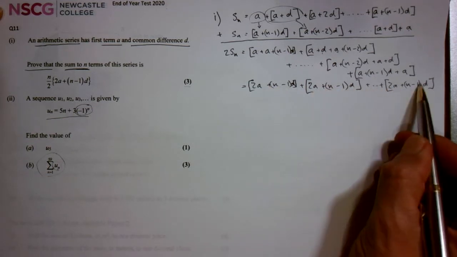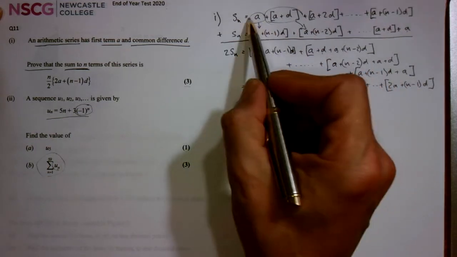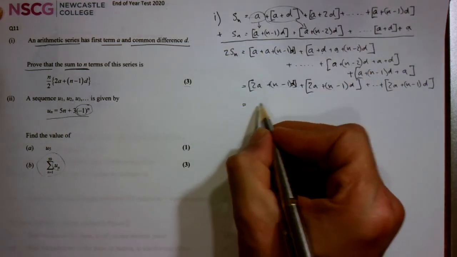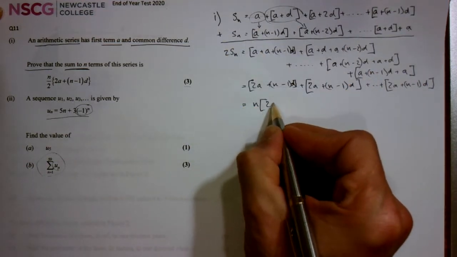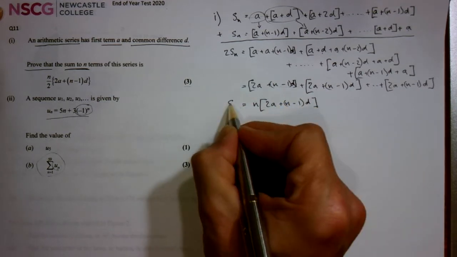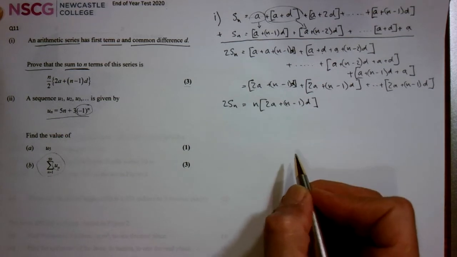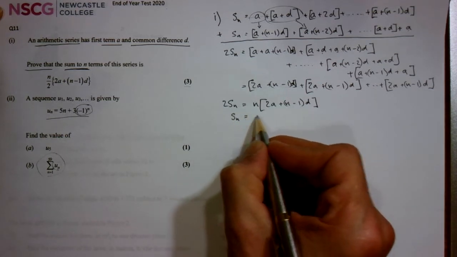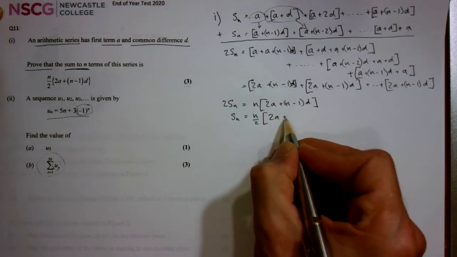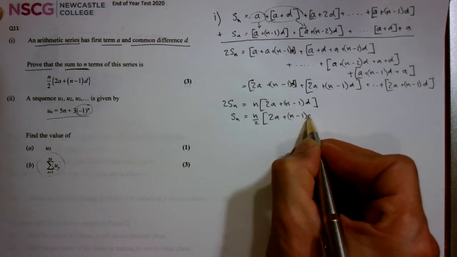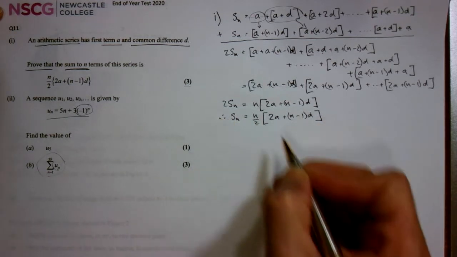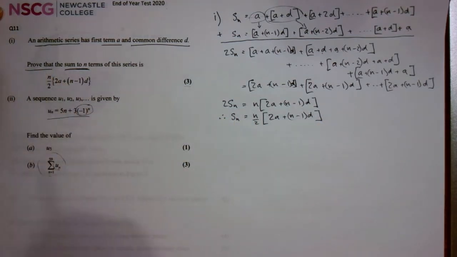Well, the number of terms I've got here is the same as the number of terms I started with, and that was n terms. So I could write this as n lots of 2a plus n minus 1 lots of d. But that's what 2 Sn's are equal to. So 1 Sn would be half of the right hand side, n over 2 lots of 2a plus n minus 1 lots of d. And I can put a therefore at the end because it's a prove that.